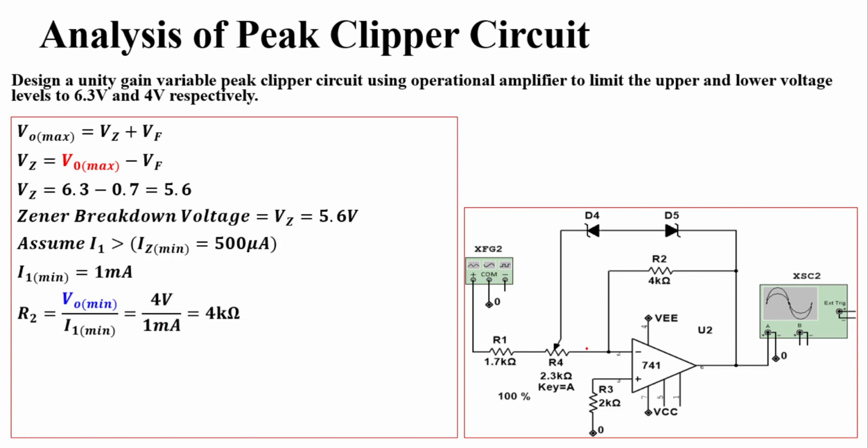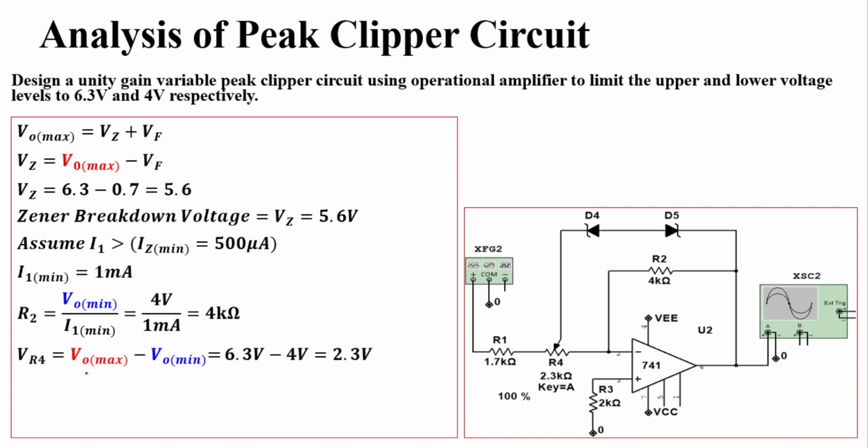Now to choose the value of R2, the feedback resistance, we can use the equation R equal to V by I. So V naught minimum by I minimum. V naught minimum is given here, 4 volt. So 4 volt divided by 1 milliampere, we get a resistance of 4 kilo ohm. So we can put a resistance R2 of 4 kilo ohm in the circuit.